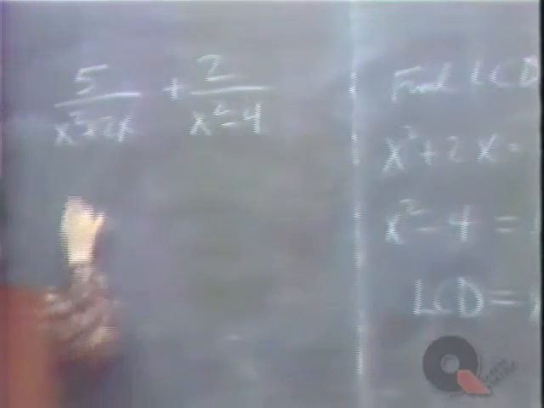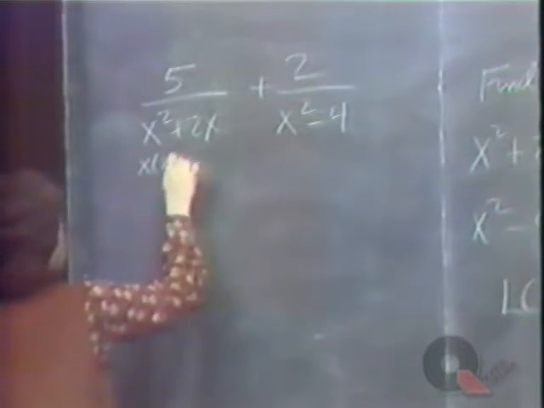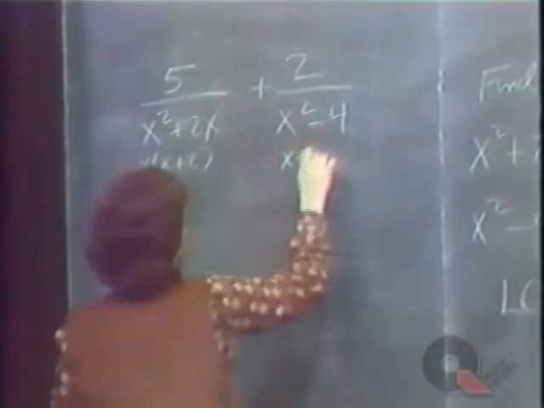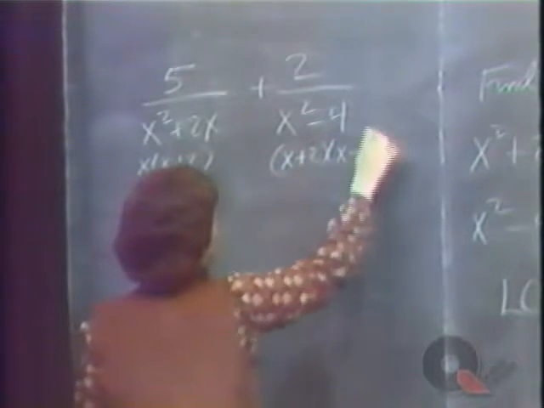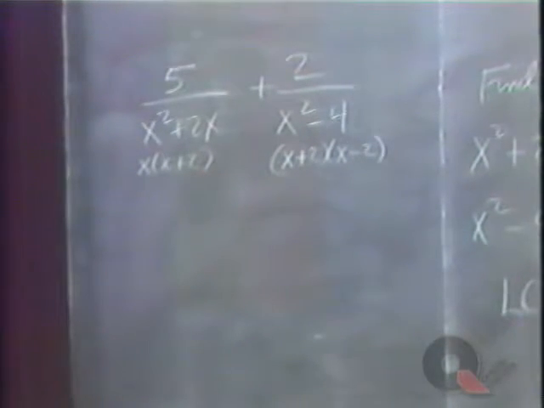Okay, so it might be helpful to write this in this form now, so we see what we have here. Okay, those are the two denominators.